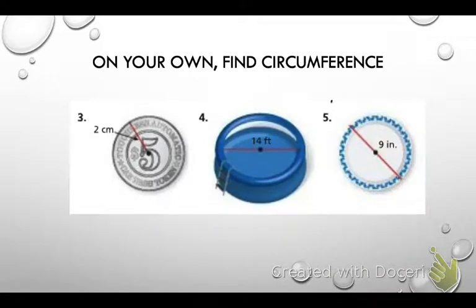Okay, write these 3 down in your notebook. Actually draw the pictures. So notice you have some diameter and some radius, and you're going to find the circumference of each of these, and you're going to put your answer in the text box on the right. So pause the video, do the math, go to the text box.